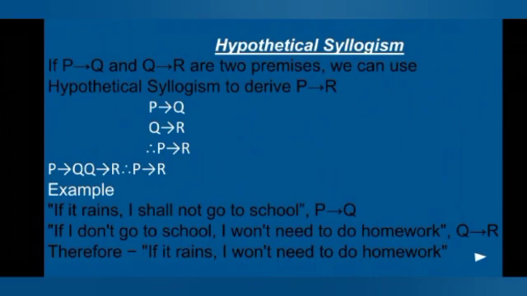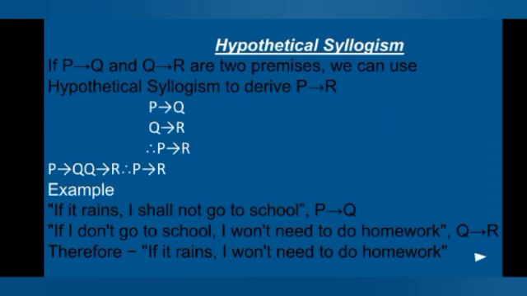Next one is hypothetical syllogism. If P implies Q and Q implies R are two premises, we can use hypothetical syllogism to derive P implies R. P implies Q and Q implies R, therefore P implies R. If P implies Q is true and Q implies R is true, therefore P implies R is also true.